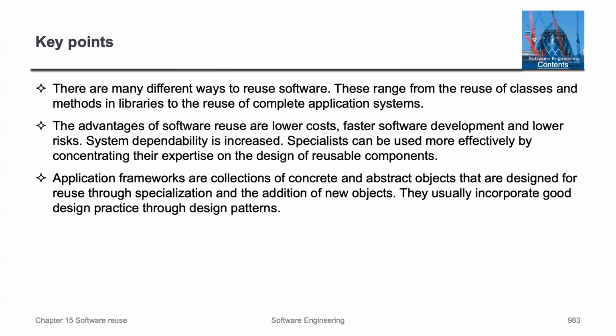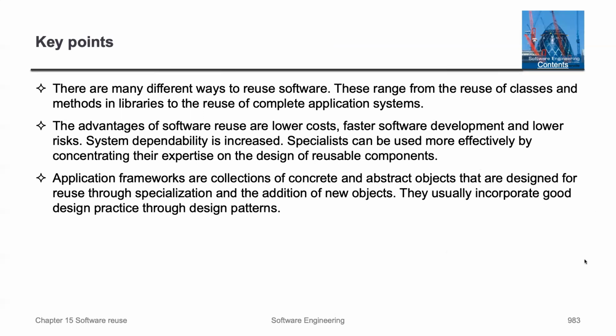Okay, just to finish up with a few key points. There are many different ways to reuse software. These range from reuse of classes, methods and libraries to reuse of complete application systems. The advantages of software reuse are lower cost, faster software development, and lower risk. System dependability is increased. Specialists can be used more effectively by concentrating their expertise on the design of reusable components.